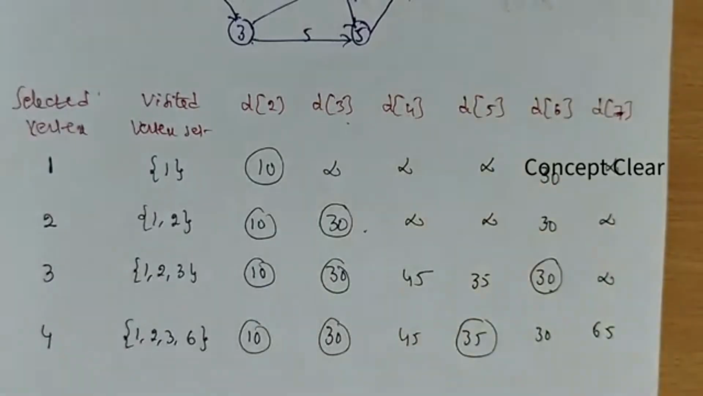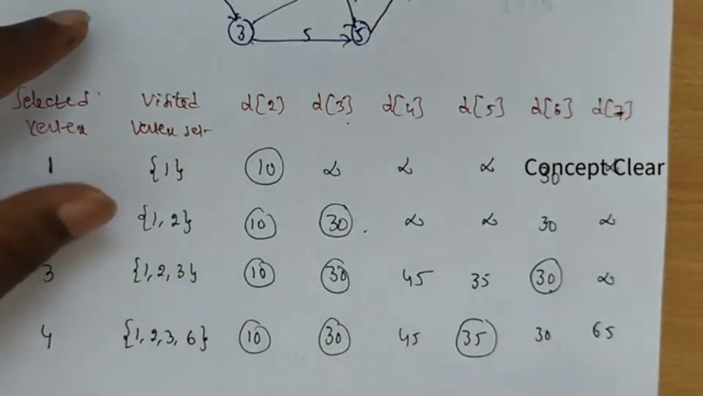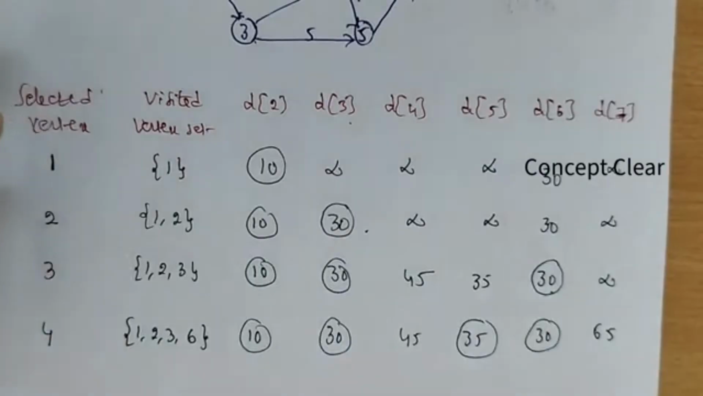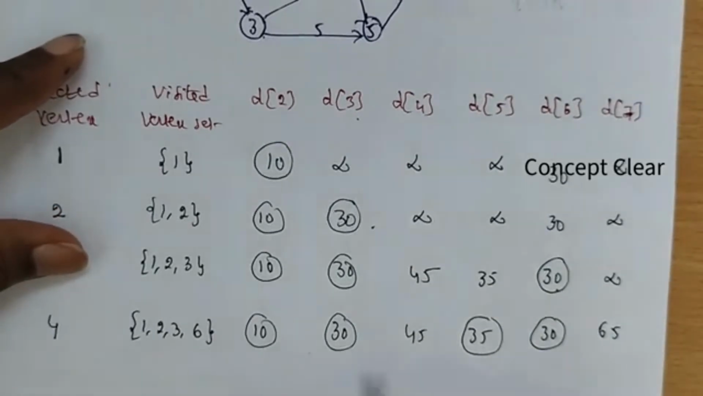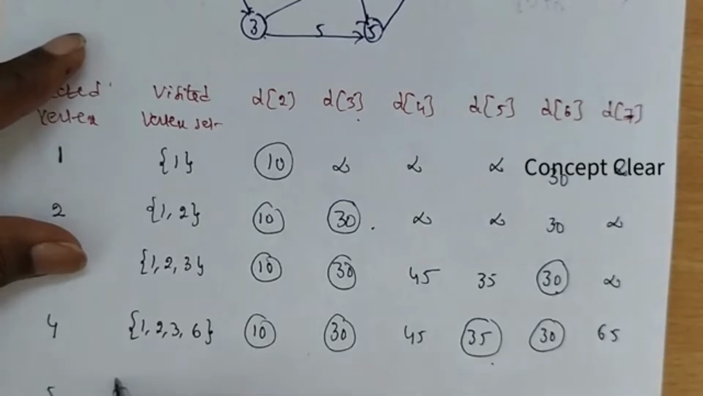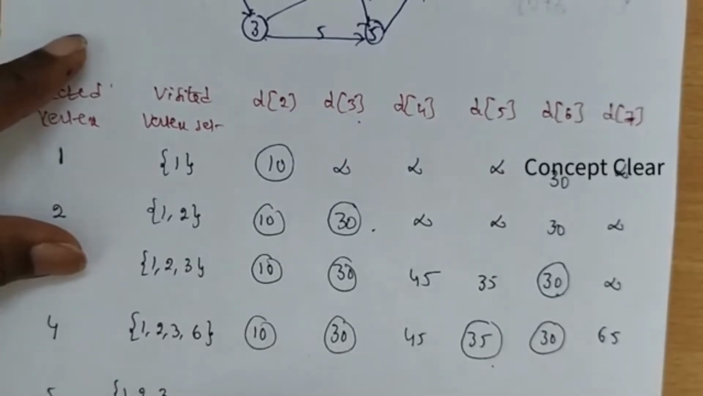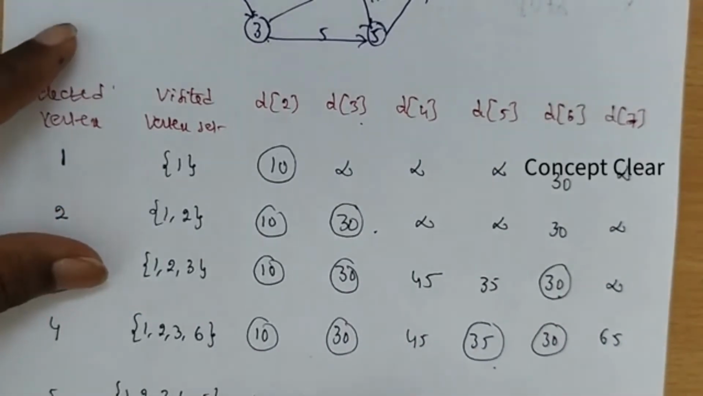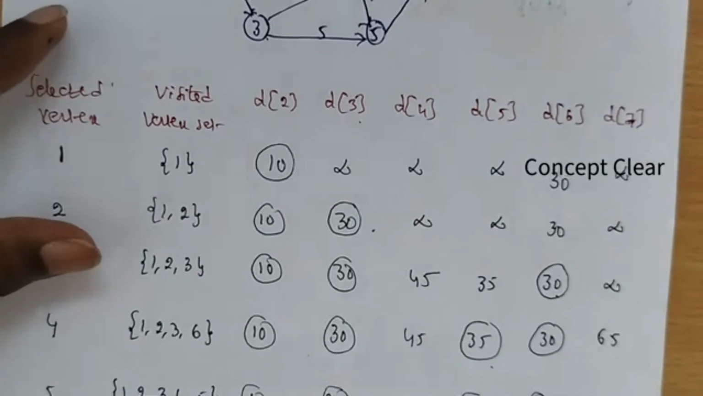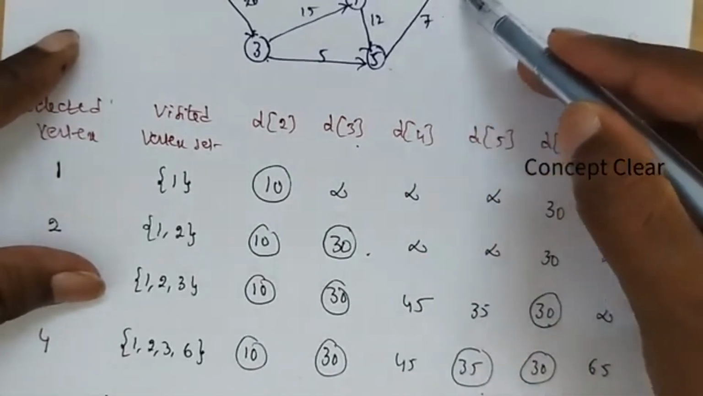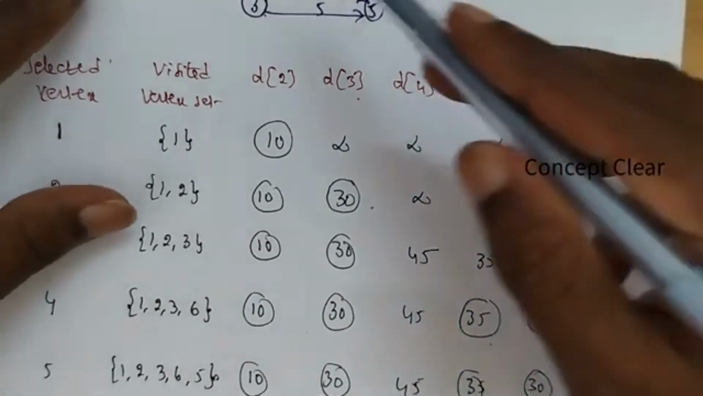Okay, now among these all, which one is the least value? Here 65. Okay, next we have to select the fifth node. So 1, 2, 3, 6, 5. Now 10, 30, 45, 35, 30. And fifth node to seventh node is 7. So what is the minimum cost here? What is the cost from 1 to 7?